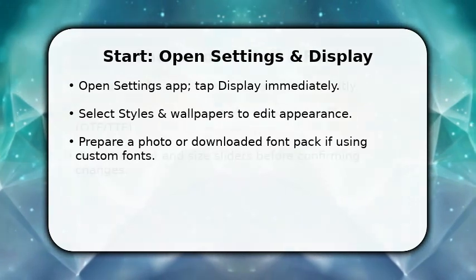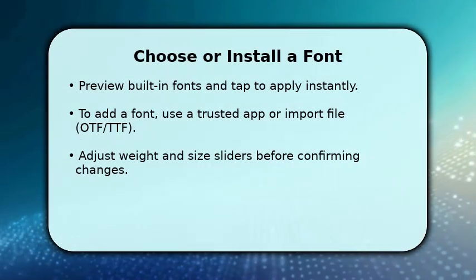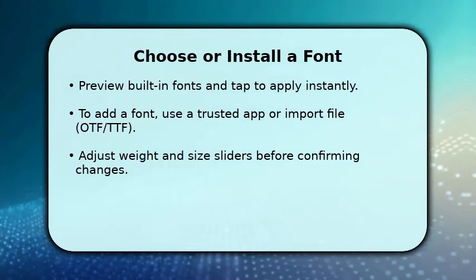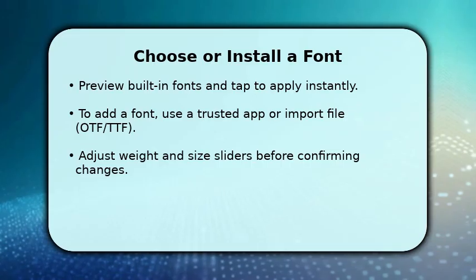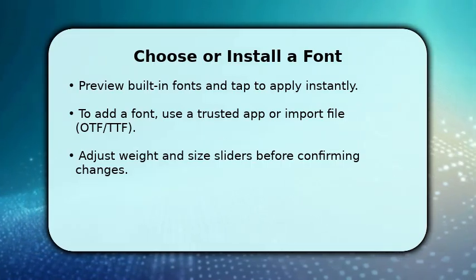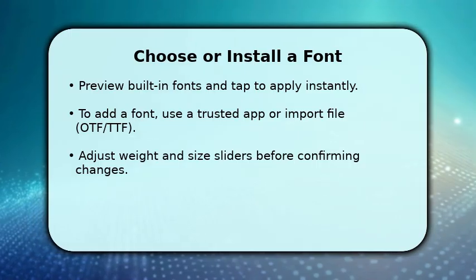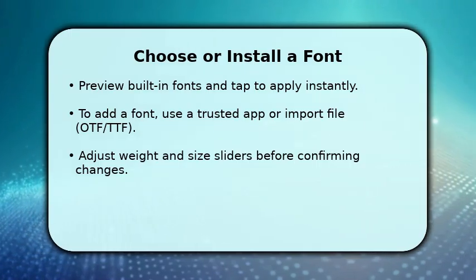Now you'll pick or add the font itself. Browse the built-in font list and tap a preview to apply immediately. That shows how your UI text will change. If you want a custom font, use a trusted font installer app or import an OTF/TTF file via Files, then choose it in Styles and Wallpapers.